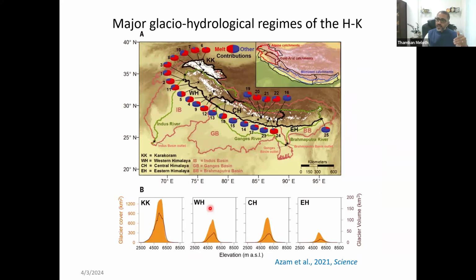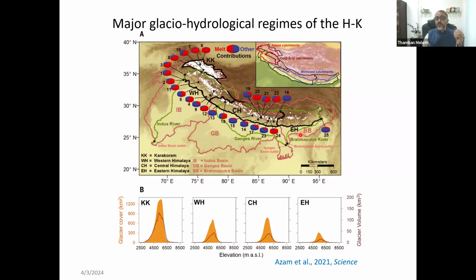So even if you look at the major glacio-hydrological regimes of the Himalayan Karakoram, you'll find these large differences when you go from the west to the east. Glacier melt is the most contributing factor to the hydrology as well as the water balance of the downstream Indus basin and the Tarim basin here. Whereas when it goes to the Ganges basin as well as the Brahmaputra basin, there is also a significant impact of the Indian monsoons coming in.